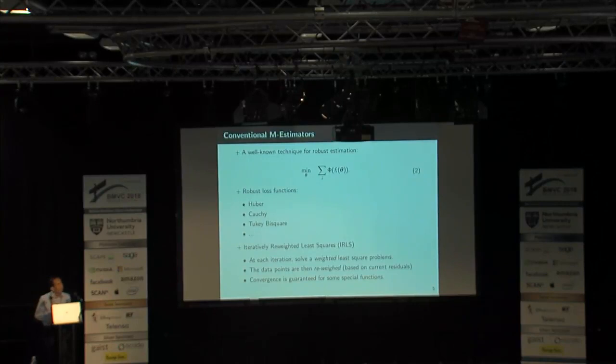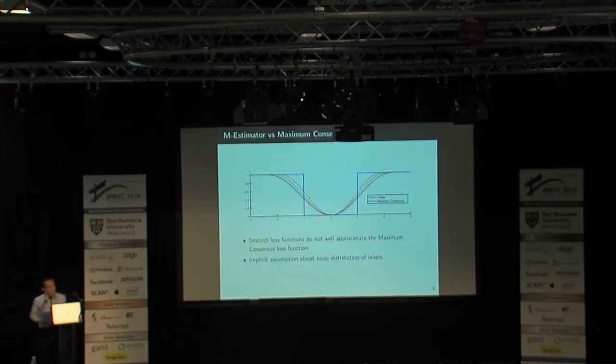At each iteration of IRLS, a weighted least squares problem is solved, and then after that, the data points are reweighted based on the current residual. With this scheme, the convergence of M-estimators is guaranteed, given that you choose the right loss function. Arguably, the use of M-estimators with robust smooth loss functions can also be applied to our maximum consensus problem. However, there remain some problems. Firstly, the use of smooth loss functions does not well approximate the maximum consensus loss function.